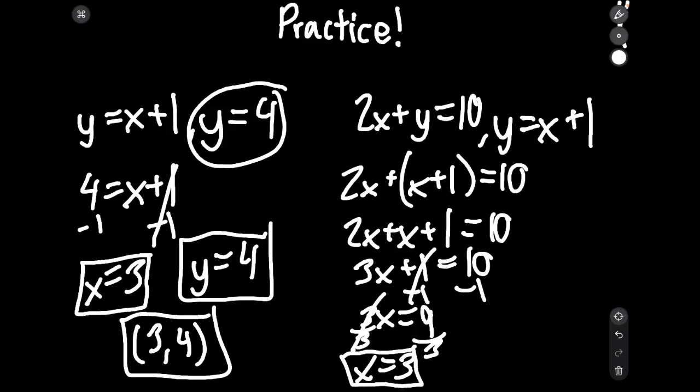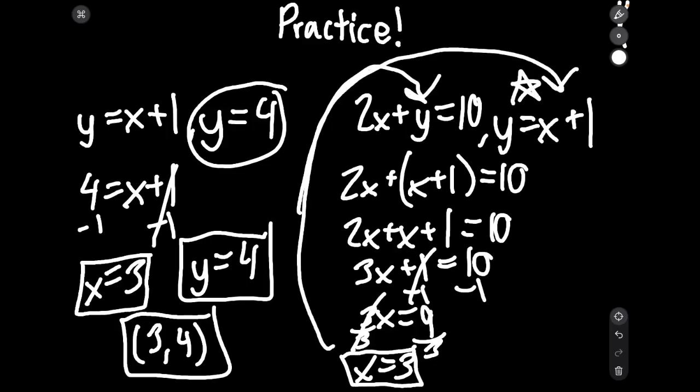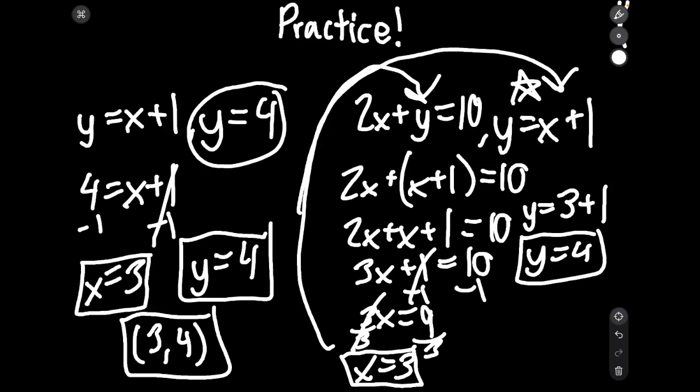And then we could substitute 3 back into the second equation, y equals x plus 1, to get the value of y. Then y equals 3 plus 1, and then we just get y equals 4. And then as a point, that'd just be (3, 4). And that's our answer. Great job. Now you know how to solve systems of equations using substitution.